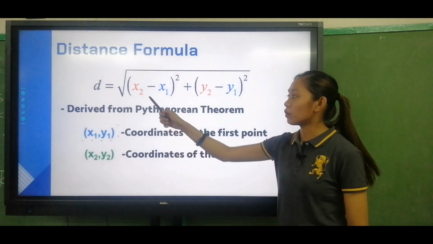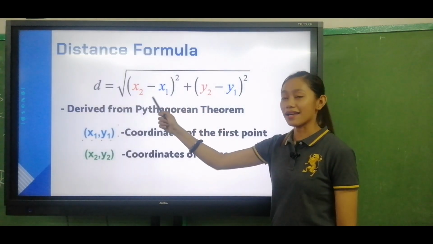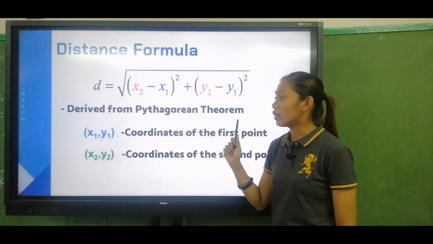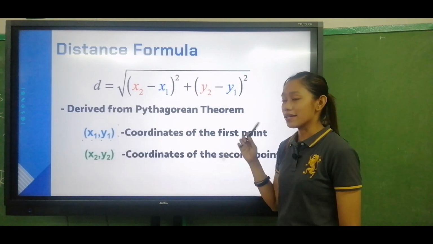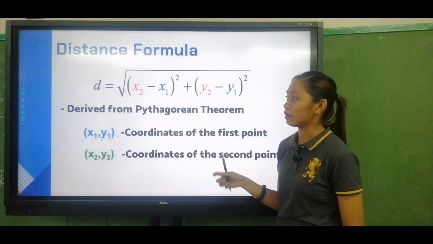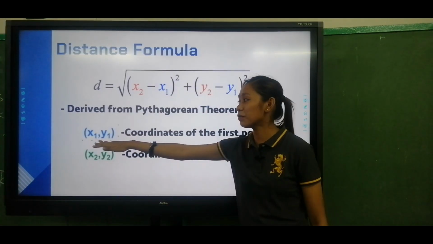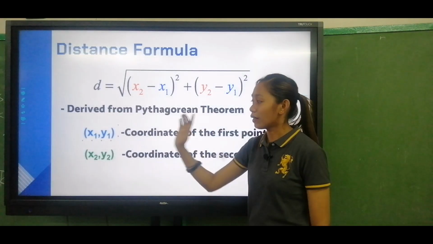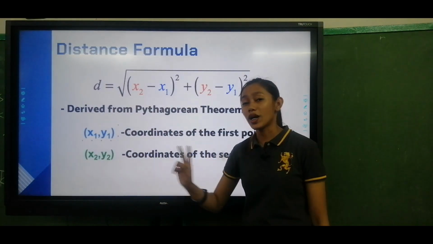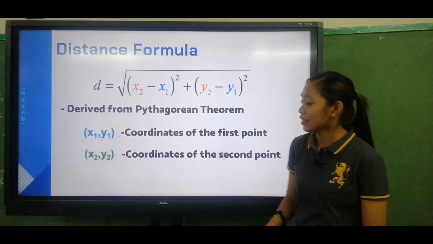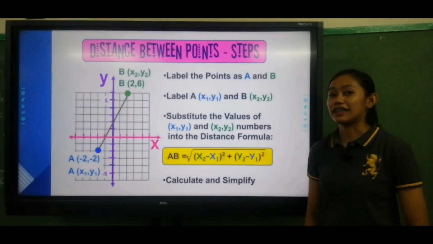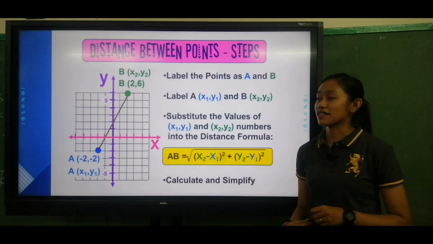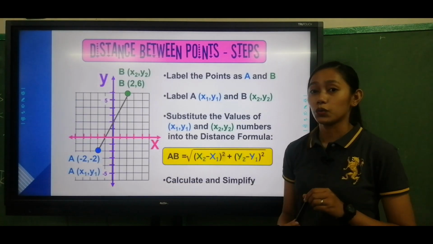So, ibig sabihin po, yung mga subscript nito, yung mga nasa ibaba ng mga numbers, yan po yung nag-i-indicate kung saang coordinate or saang point sila matatagpuan. Kapag 1 ang nasa ibaba, ibig sabihin, that is the coordinates of your first point. Kapag 2 naman po, that is the coordinates of your second point. Okay? Next. These are the steps in finding the distance between 2 points.